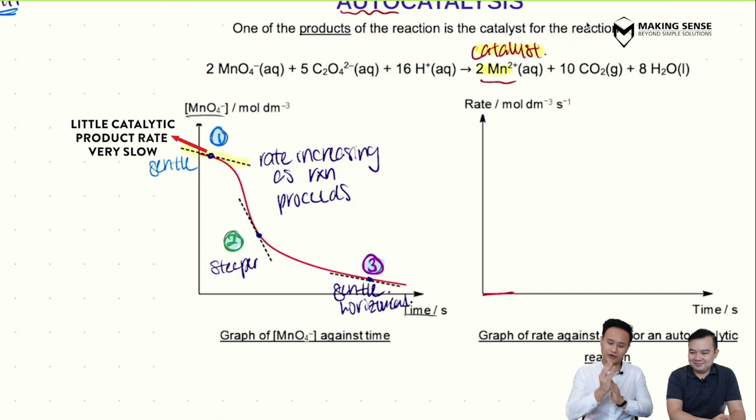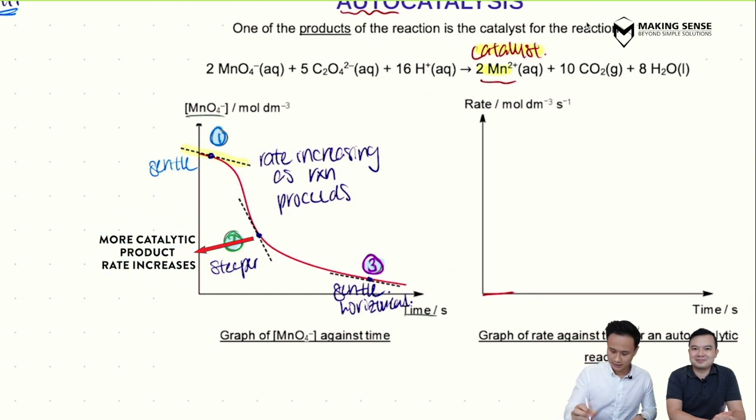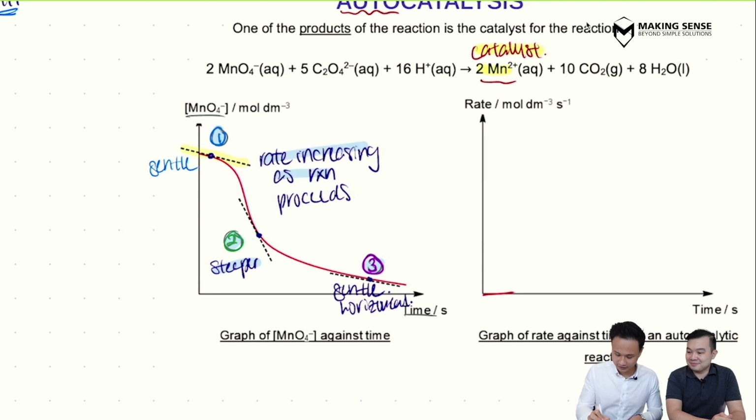So it's a very slow rate of reaction, very gentle gradient. Now as the reaction picks up though, and you get more and more products, so again, the concentration of the catalyst now goes up, you have more and more catalysts, and hence the reaction speeds up, okay? So the rate is increasing as the reaction proceeds.